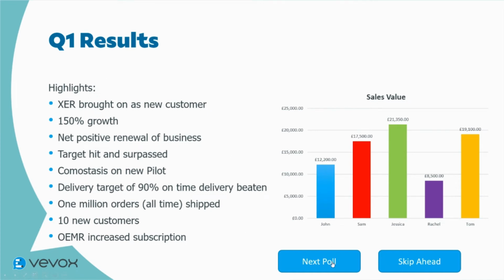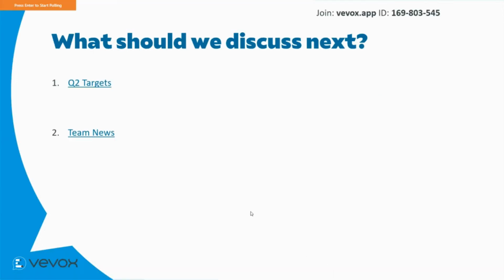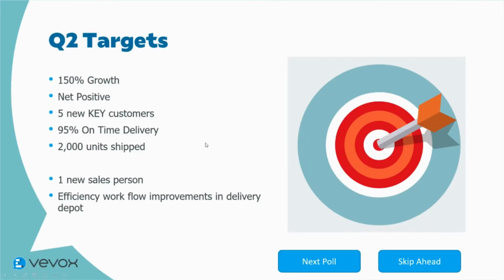press next poll. Now in this scenario, we already know that the last thing we need to look at is Q2 targets. So we press escape and then press the link. By pressing escape, it deactivates the poll. Once we've done this, we can then skip ahead because that's the end of our section.